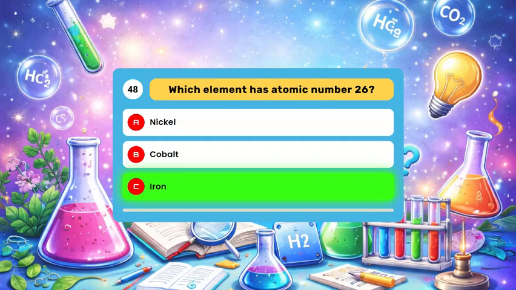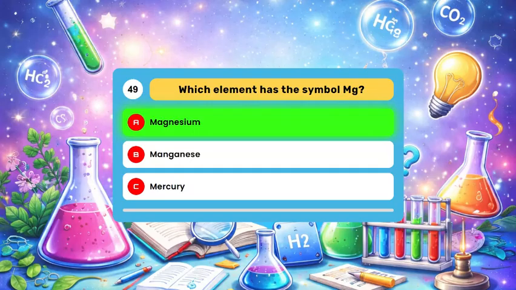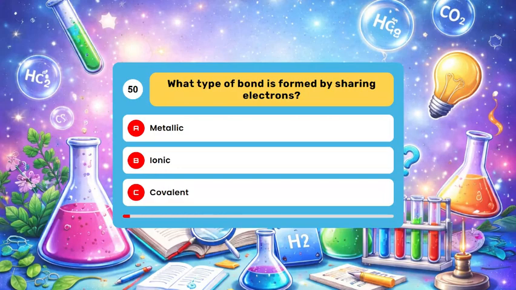Iron. Which element has the symbol Mg? Magnesium. What type of bond is formed by sharing electrons? Covalent.